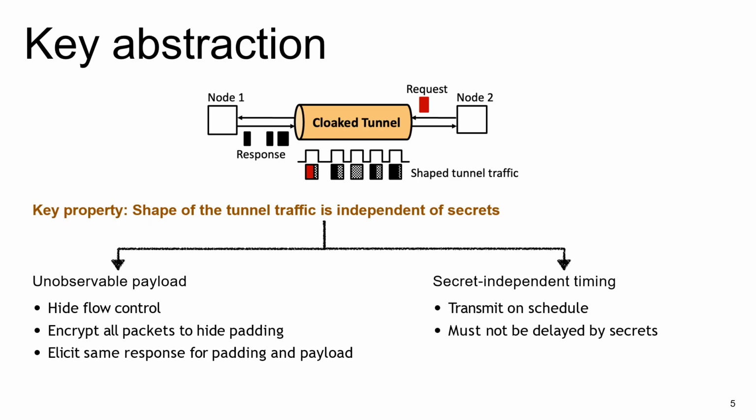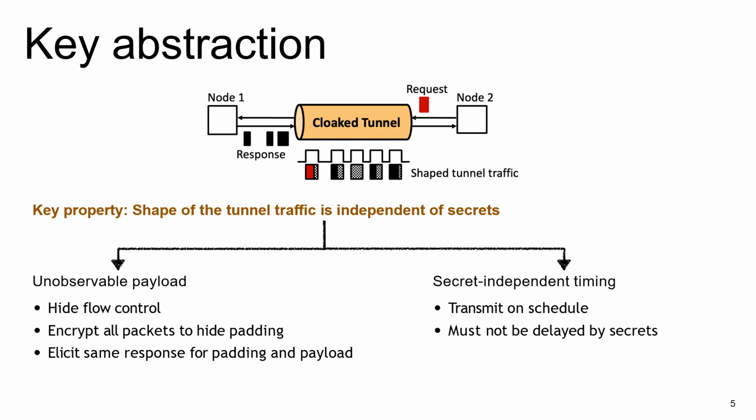Here I will describe the detailed clock tunnel abstraction and its design for enforcing traffic shaping. So the key abstraction of the tunnel is essentially what encapsulates and shapes the network traffic between any pair of communicating nodes and can be used to shape the traffic of an arbitrary guest VM. The key property that the tunnel provides is that the shape of the traffic inside the tunnel is secret independent, so that an adversary cannot learn anything even from the observation of the traffic inside the tunnel.